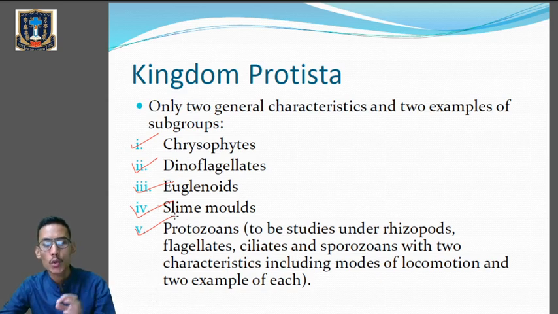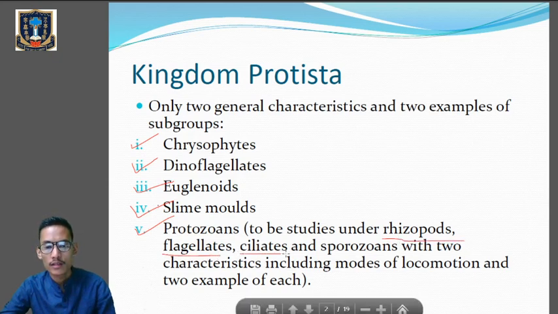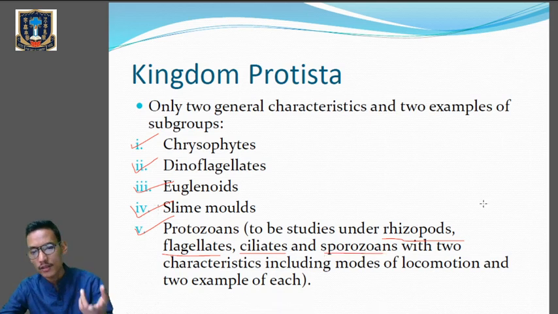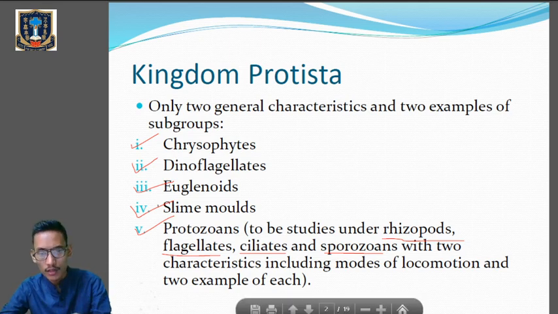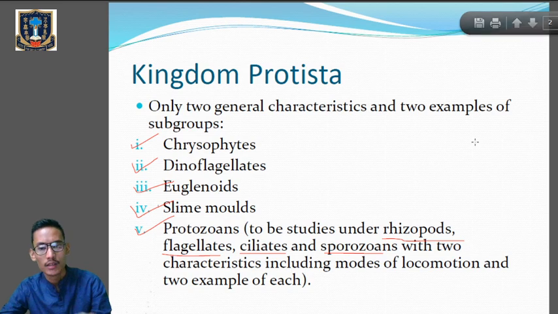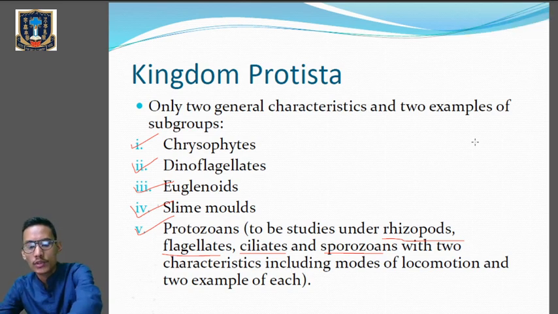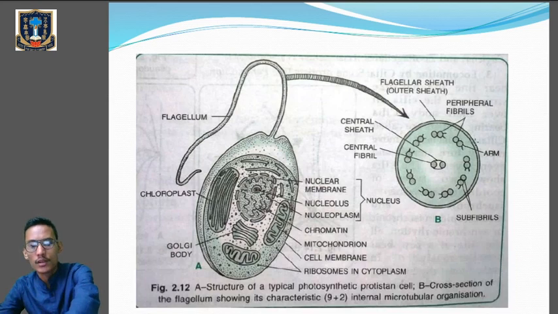And under the protozoans, we have got few groups, or let's say few classes, which are rhizopods, flagellates, ciliates, and sporozoans. Clear? So we will learn two characteristics, including the mode of locomotion, and two examples. Okay, so these are the topics which we have to learn under the kingdom Protista. Clear? So let's begin with the first one, the kingdom Protista general characteristics.